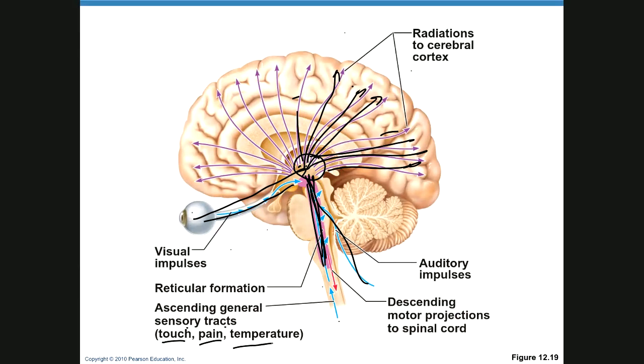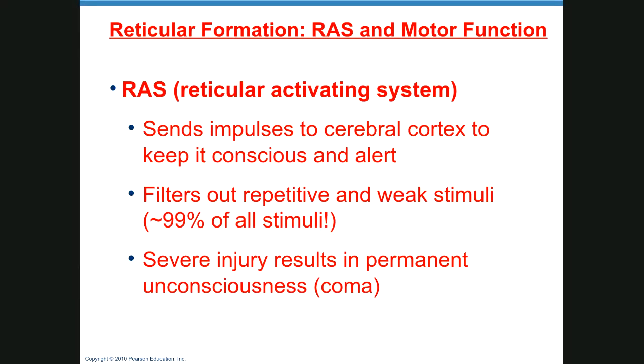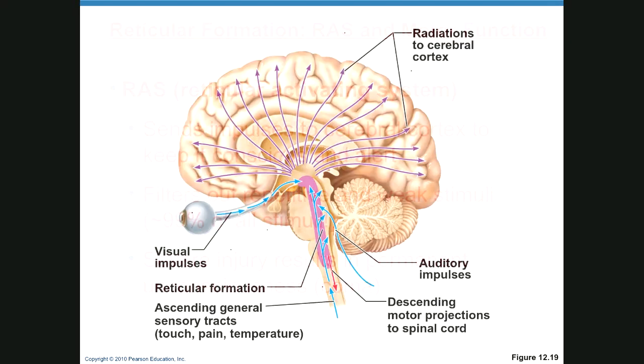Keep in mind that most of the information received will not go forward. So 99% of all stimuli is filtered out because it's repetitive or weak stimuli. And the thalamus is not going to send it to the cerebral cortex. This influx of information through the brainstem is what keeps us alert and awake.